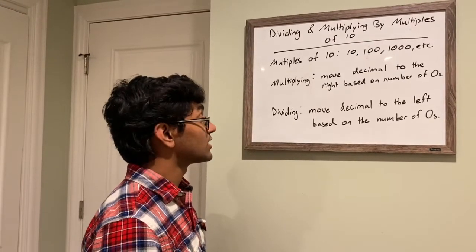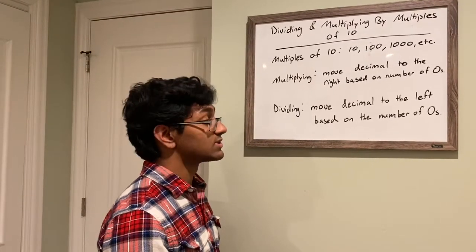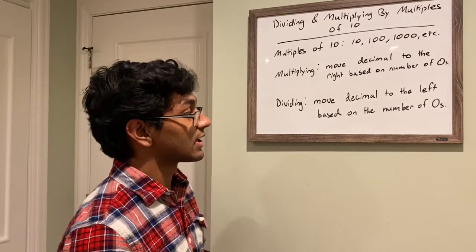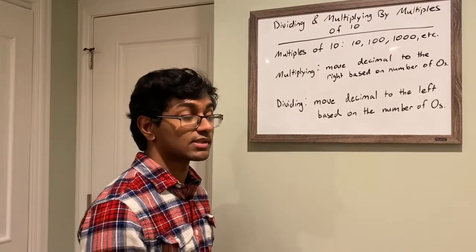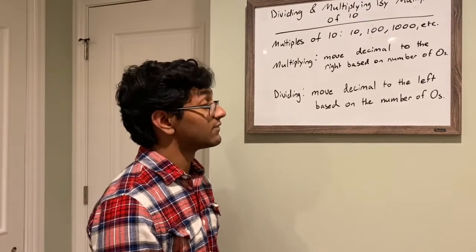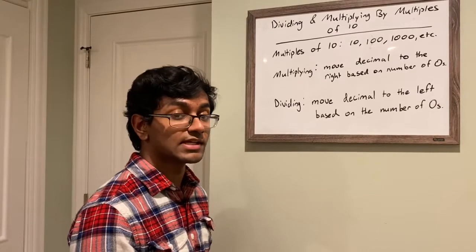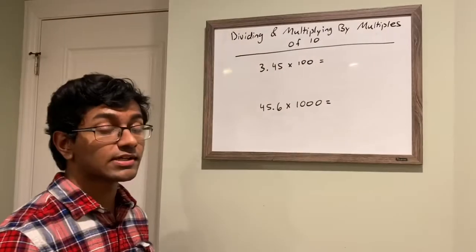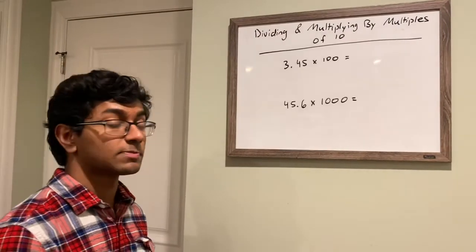And in the same way, when dividing, you would move the decimal to the left based on the number of zeros. For example, if you were dividing by 100, you would move the decimal to the left two places because there's two zeros in 100. And if you were dividing by 1,000, you would move the decimal to the left three places because 1,000 has three zeros. So first, let's look at some examples when we're multiplying by a multiple of 10.